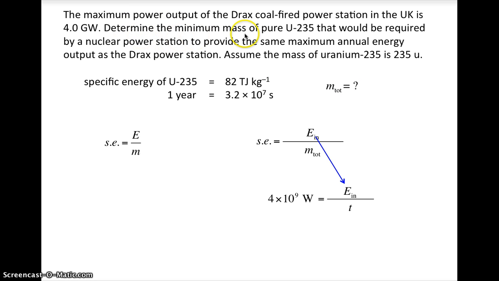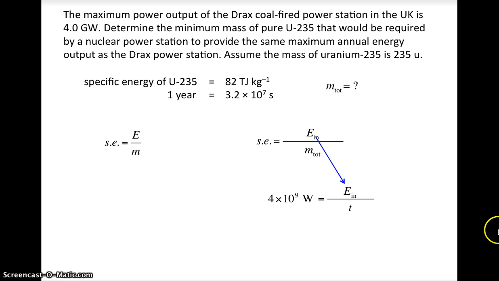They want us to find the minimum mass. So they want us to say, okay, pretend that every single kilogram of U-235 is used perfectly and there's none wasted. That lets us get the minimum mass. So if every single kilogram is used perfectly, none is wasted, and our input and output are exactly equal. Okay, so that's why the power input equals the power output. We're assuming perfect efficiency so we can get the minimum amount of mass.